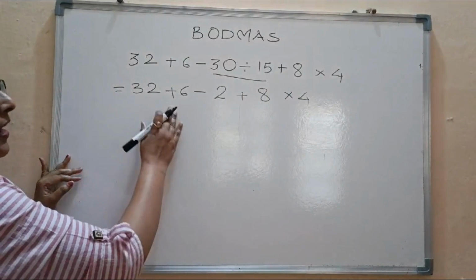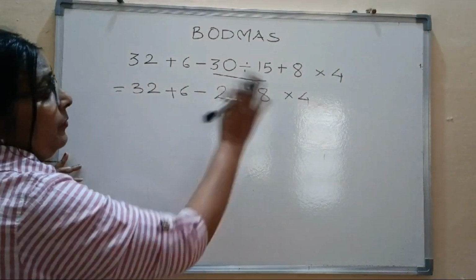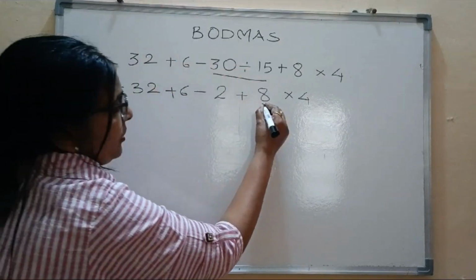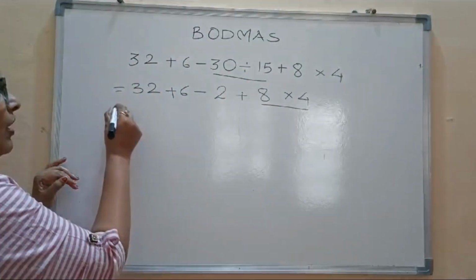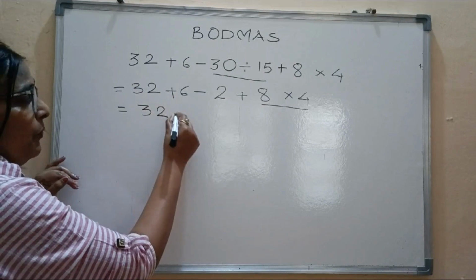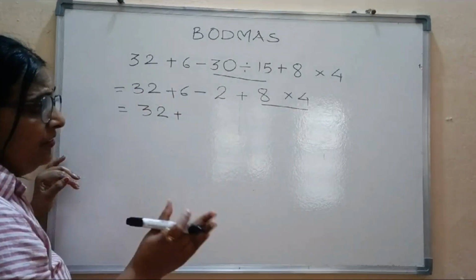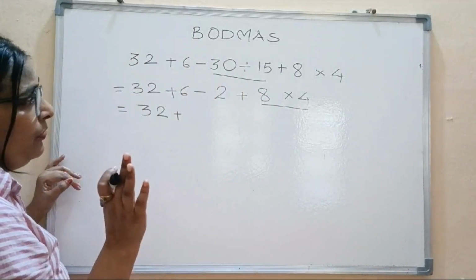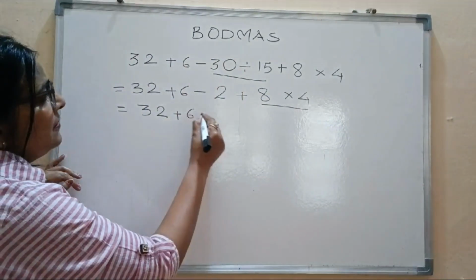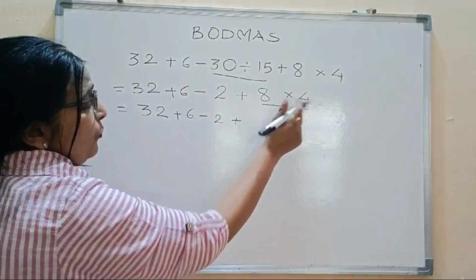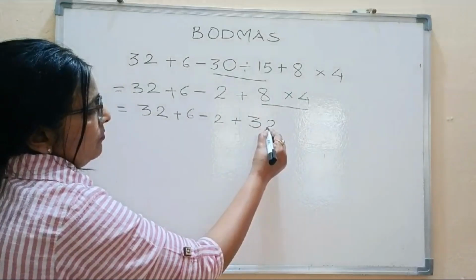Next, here addition, subtraction, addition and multiplication. So we will start here multiplication first. Now again remaining you are going to write as it is: 32 plus 6. I have underlined this because we are going to solve this part only in this step. Okay. So plus 6 minus 2 plus 8 4s are 32.